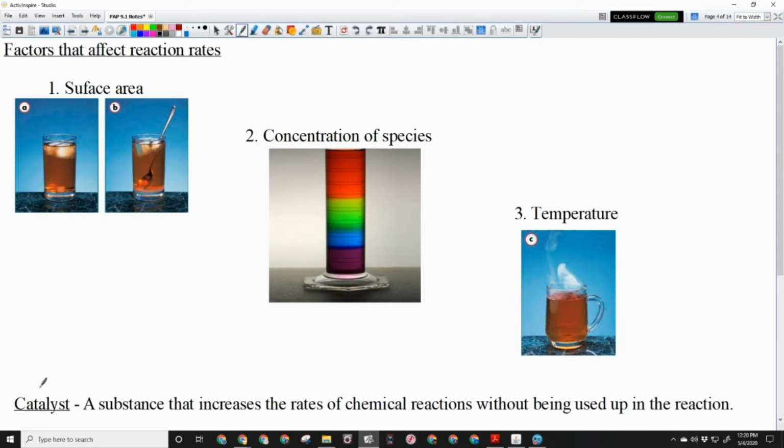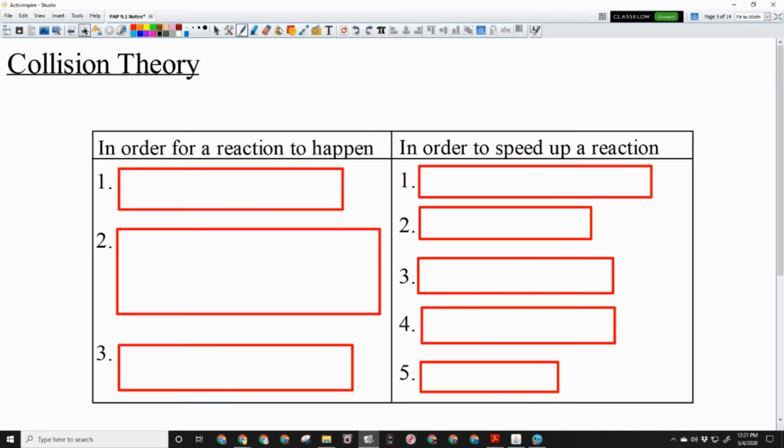So it bears to mention now that there is such a thing called a catalyst. I want you to write this definition down. A catalyst is a substance that increases the rates of chemical reactions without being used up in the reaction. We're going to talk more about catalysts, not in this course, but in AP Chemistry, and the effect that the catalyst has on the reaction. Okay, but there are such things as catalysts that change the rates of the reaction but don't become part of the reaction.